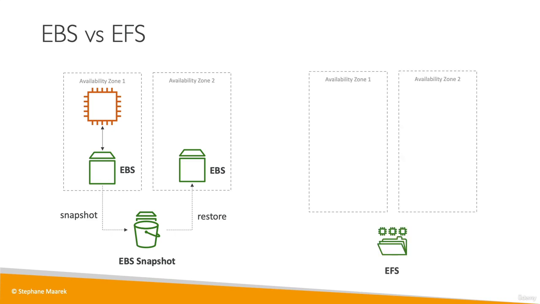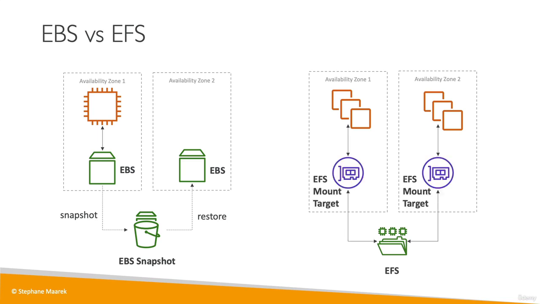EFS is a network file system. That means that whatever is on the EFS drive is shared by everything that is mounted to it. So what does that mean? Say we have many instances in availability zone 1, or many instances as well on availability zone 2. At the same time, all these instances can mount the same EFS drive, okay, using a mount target, and they will all see the same files. So that makes it a shared file system. So hopefully that makes it a very easy way to understand the difference between EBS and EFS, and this is something that the exam will test you on.